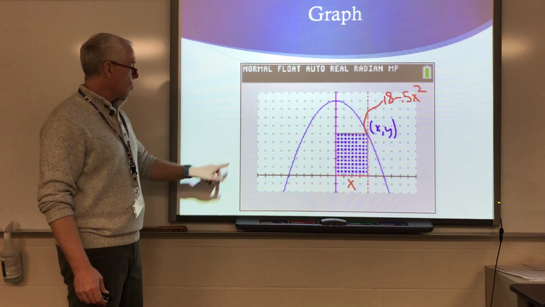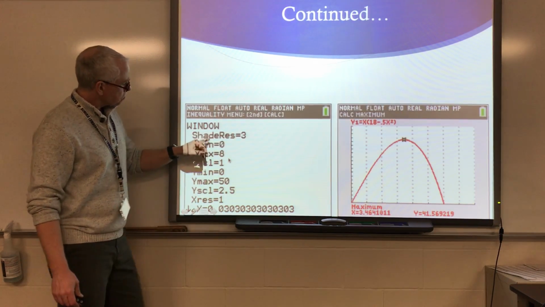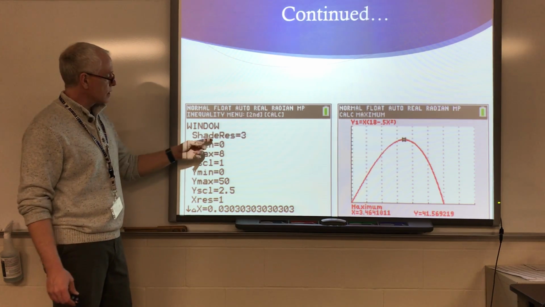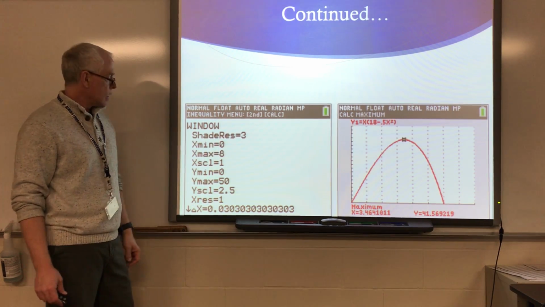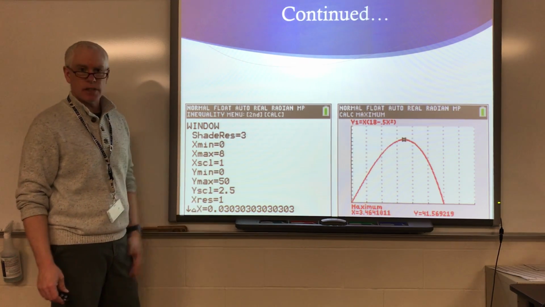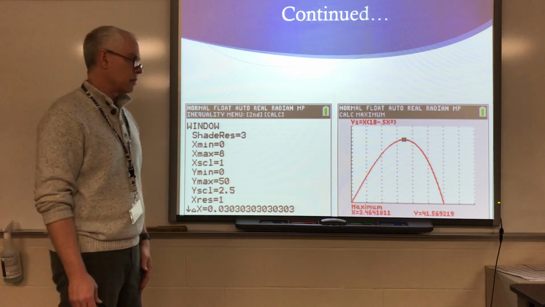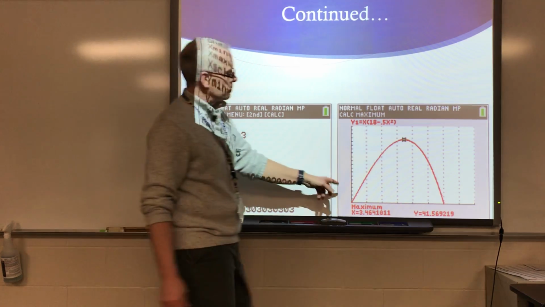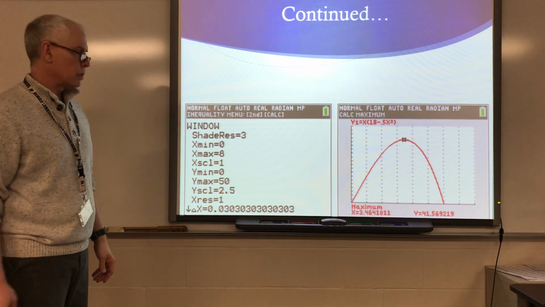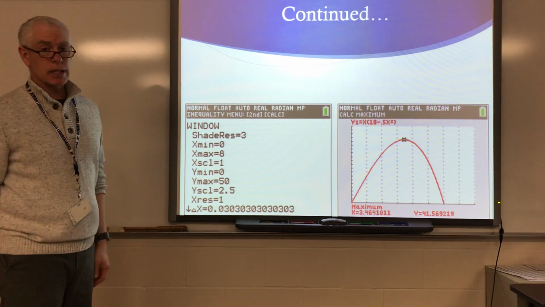Okay, so you're going to set up your window. Again, my domain was only 0 to 6, so I went a little bit farther to 8. When we put in a 5, we got 27 and a half, so I went to 50 to make sure that we would probably have a big enough number. And then I graphed it. Okay? And you get a portion of a cubic. But there's clearly a maximum there.